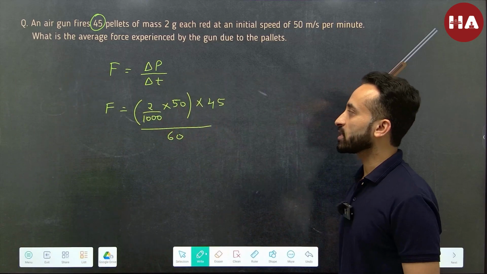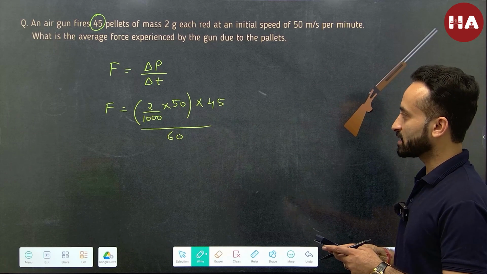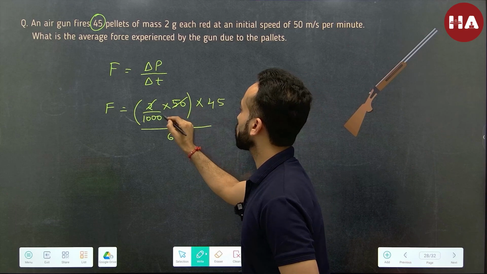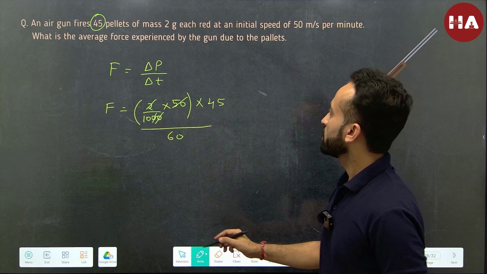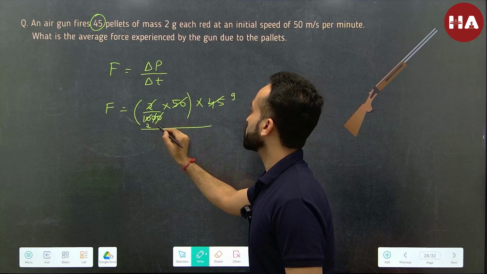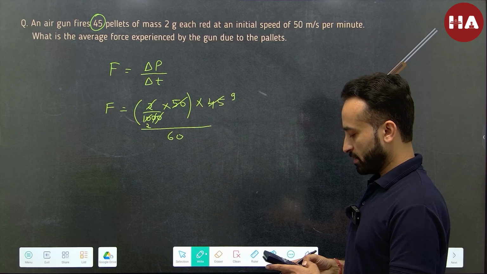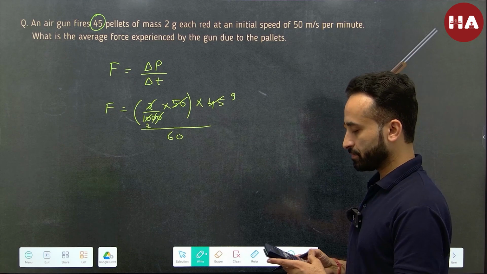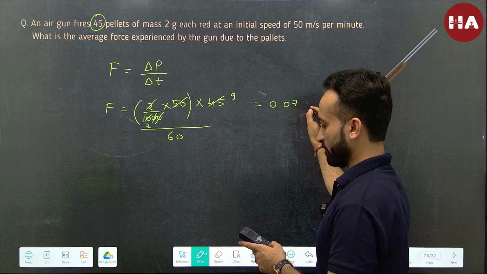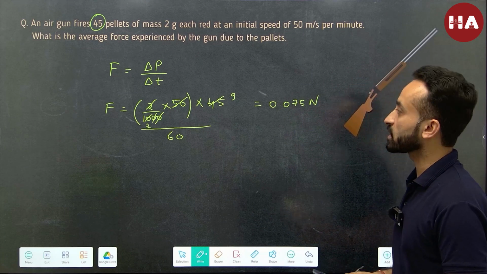Did you try this question? Are you getting the same answer? F is equal to delta P by delta T. So let's do that. Let's cancel the common factors first. Now what are we left with? This is 9 times, this is 2 times, so this is going to be 9 divided by 120, so that's giving me 0.075 Newton. Okay, 0.075.